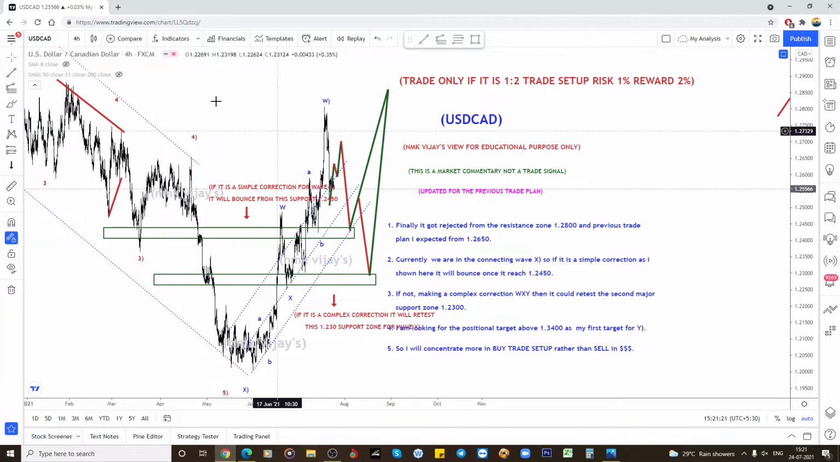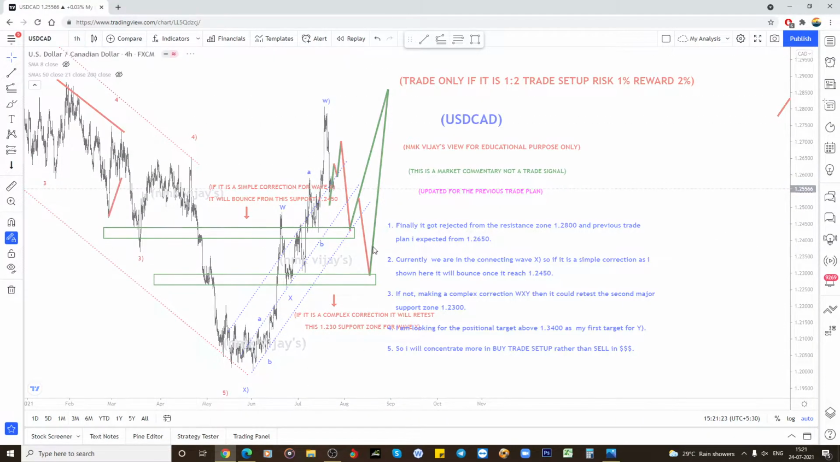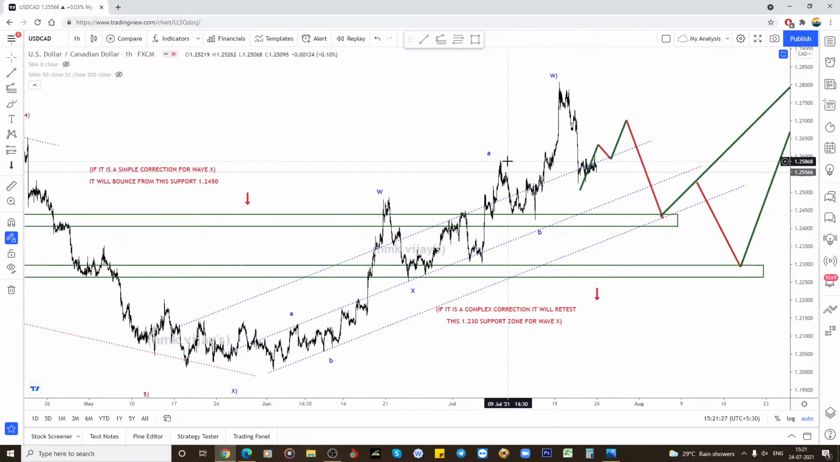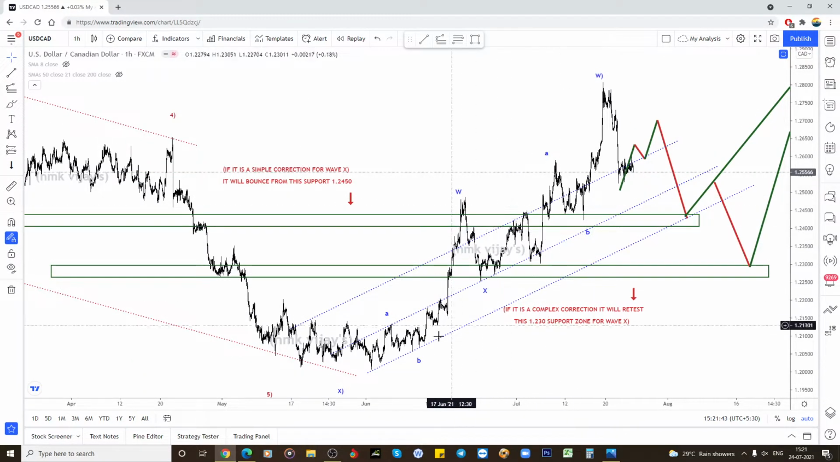So I'm expecting from here, from this zone, I am expecting to the downside. So what I thought here is, whether this is a... and I have changed this labeling also. The previous I did as a... I think no, I forgot everything, so I am not going to the previous analysis. So as per this, it's a B, C is a W, X.